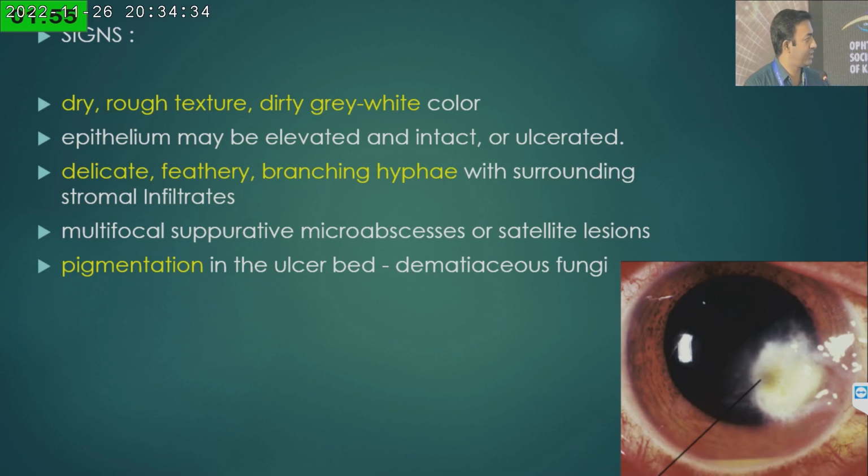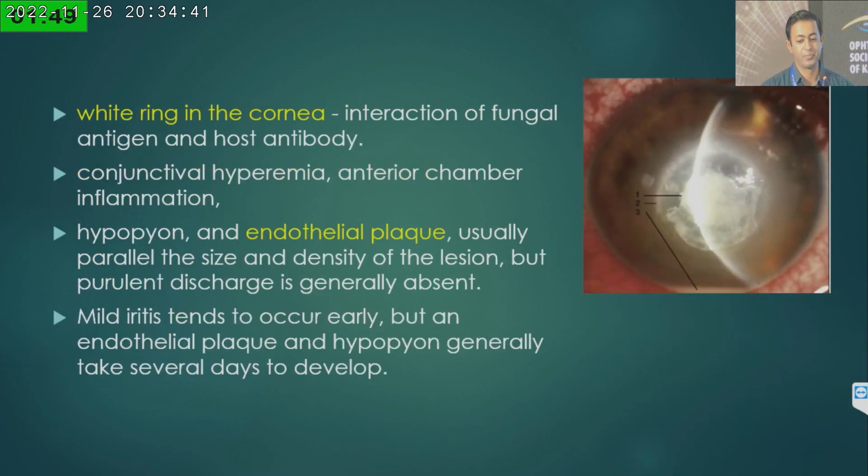The picture shown is a very small one, but sometimes you might have a larger pigmentation where you might mistake it for a perforation of the ulcer. Then usually you have a white ring in the cornea, the immune ring. Then an endothelial plaque is usually associated with it.